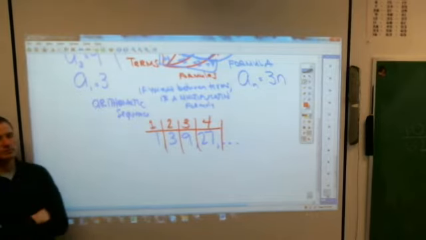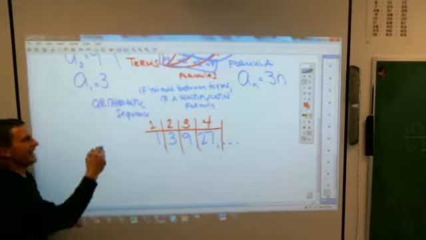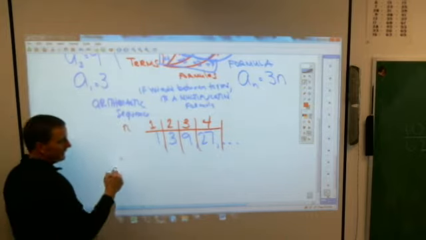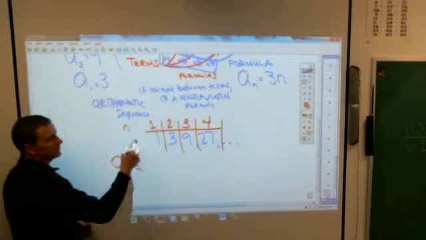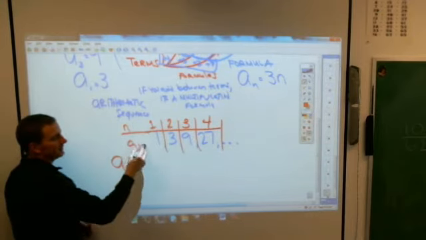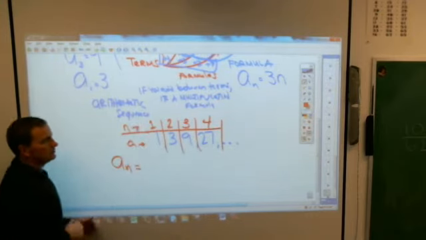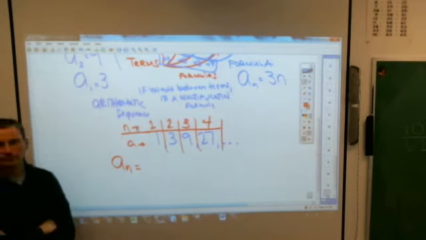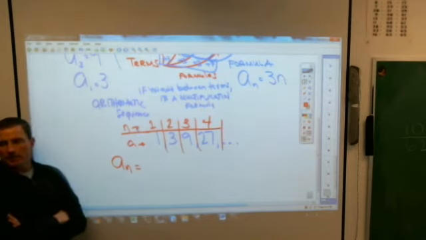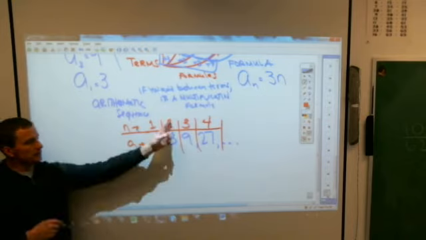What do you do to the n? A to the n equals what to get that value? What do you do to the n to get that? Multiply by 3? Is 2 times 3, 3?